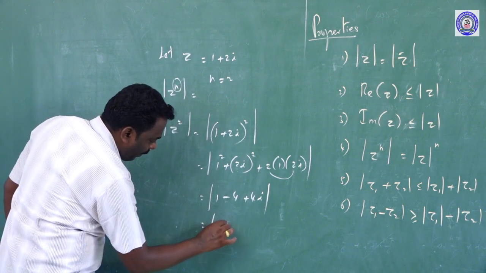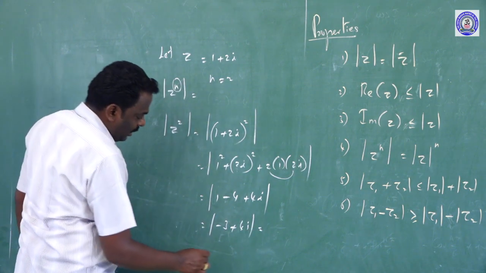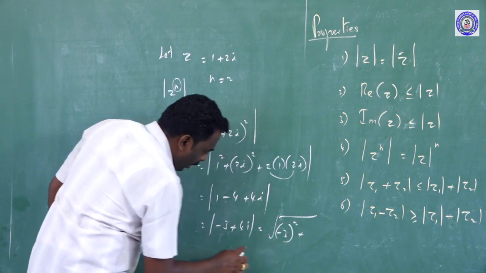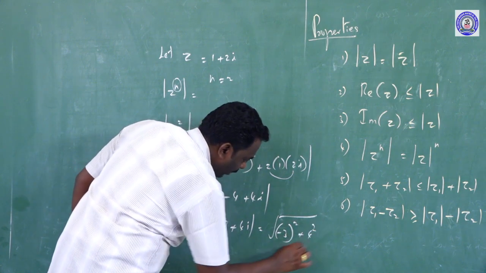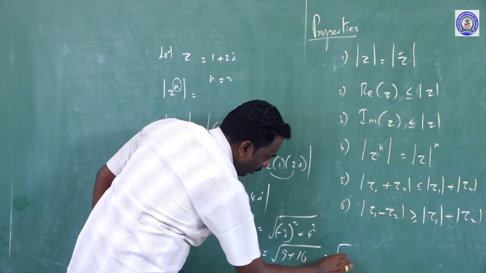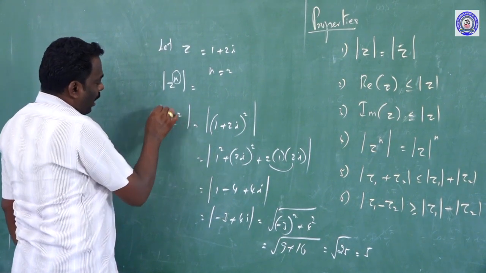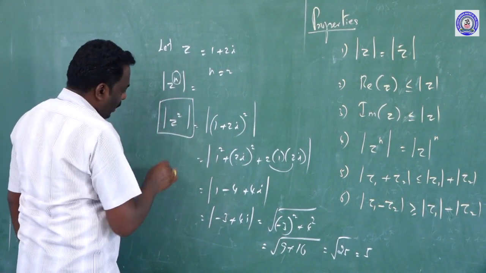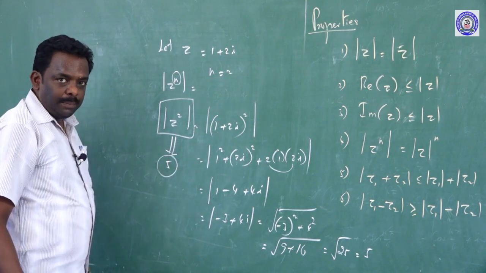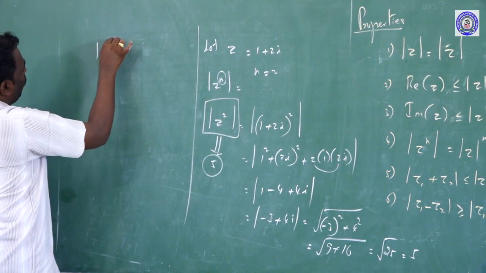Now that is equal to modulus of minus 3 plus 4i. Modulus means the square root of the real term, minus 3, whole square, plus the coefficient of the imaginary term, 4, square. That is the square root of 9 plus 16, which is the square root of 25, that is equal to 5. So the value of modulus of z square is 5. Understand? And similarly we can consider the right hand side equation, modulus of z whole power n.